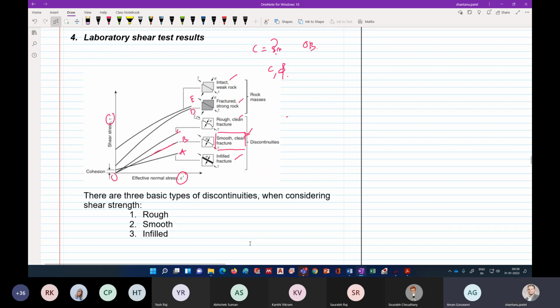So what I was saying is, C is your y-intercept. So if this is tau versus sigma n plot, then this is your C. In this case, it is just passing through origin, so the cohesion value is 0. But if it is infield fracture, you have some cohesion value, some positive value, right? And this is how they behave.